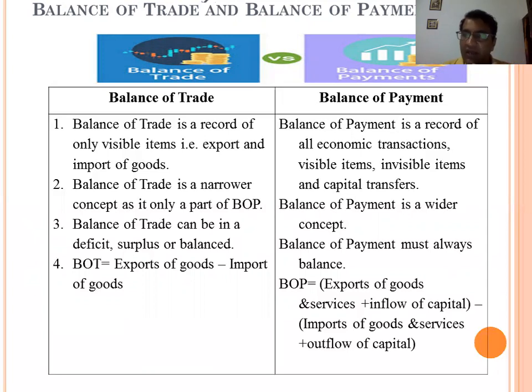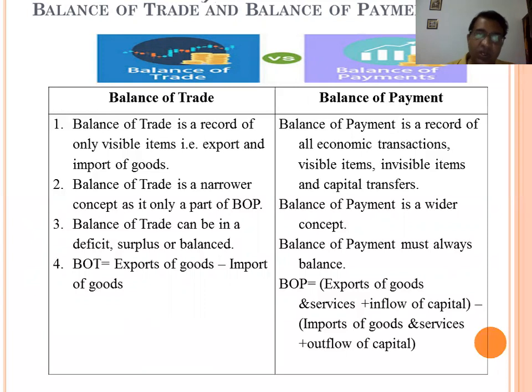Balance of trade can be deficit, surplus, or balanced. Balance of payment must always be balanced. Balance of payment is always in balance, because sometimes a balance of trade deficit can arise, a surplus can arise, or maybe sometimes it is in balance. But balance of payment is always in balance, because if there is a deficit in the balance of trade account, we will cover it in the capital account. A current account deficit we will cover in the capital account. So the balance of payment must always be in balance.